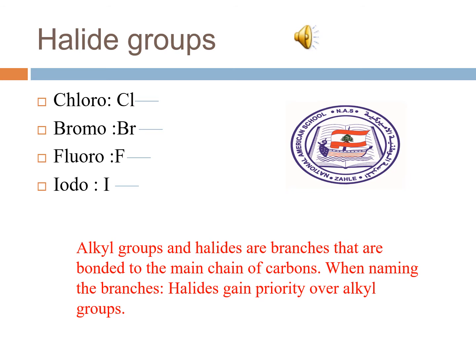Now let's look at this note on the slide here before us. Alkyl groups and halides are branches that are bonded to the main chain of carbons, but when naming the branches, the halides gain priority over the alkyl groups. What is meant by gaining priority? If we have a chain of carbon that contains both halogens and alkyl groups, you must name the halogens first, then name the alkyl groups next.